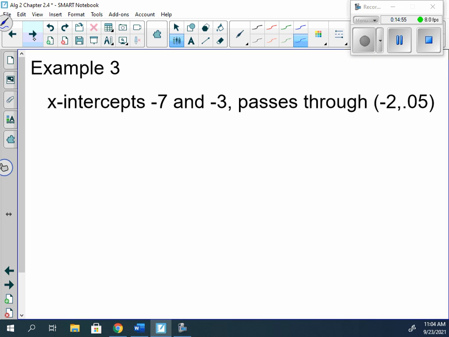Okay. So this one here, we're still using the y equals a times x minus h squared plus k. Well, what are we given? The x-intercept. So would we still use that same equation? No. A times x minus p times x minus q. Yes, because this is the equation when we have the x-intercepts. It is in the intercept form.